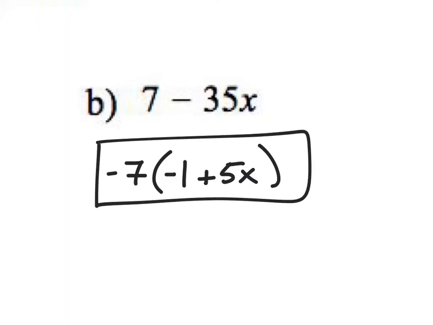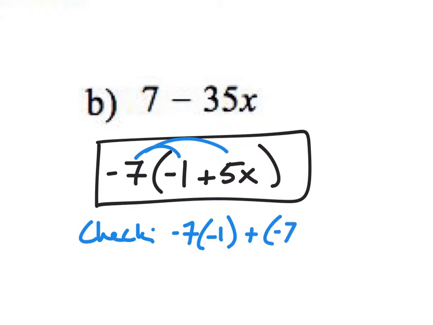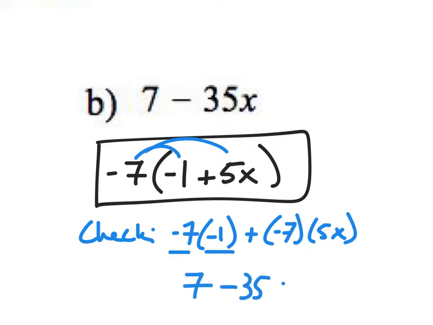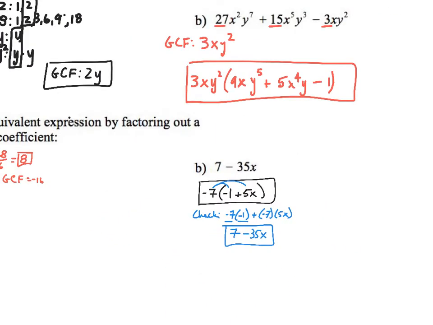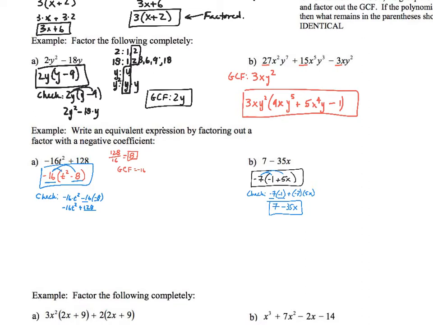Now we want to check this. All right, and so I would redistribute my negative 7. So if I multiply negative 7 times negative 1 plus negative 7 times 5x, negative 7 times negative 1 is going to give me positive 7, and then minus 35x. All right, and that would be my answer for part B. So the things that I've boxed, those are your answers, okay? And what I'm doing just down below is checking. So remember, we're doing the opposite of the distributive property.